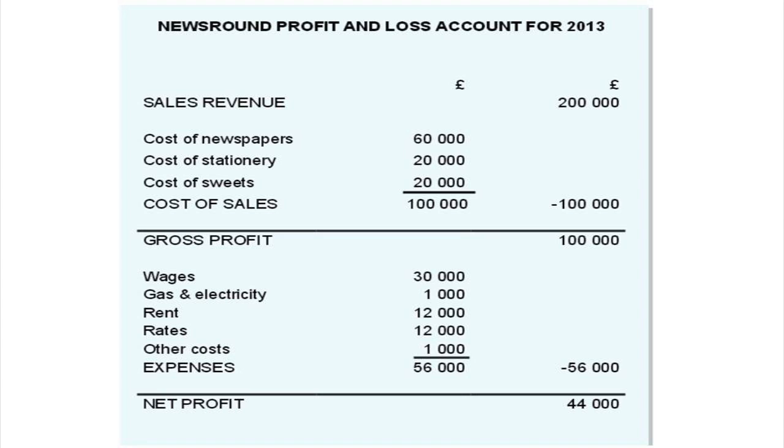This is an example of a profit and loss account. In your exam, it might not be this detailed. You might just get an extract of a profit and loss account. At the top will always be sales revenue, which is the money made from selling your product. It could also be called turnover.